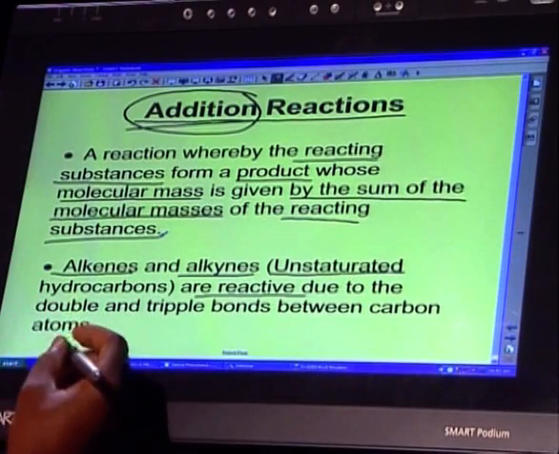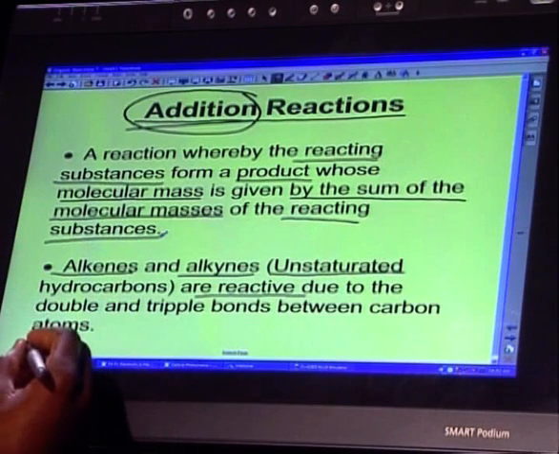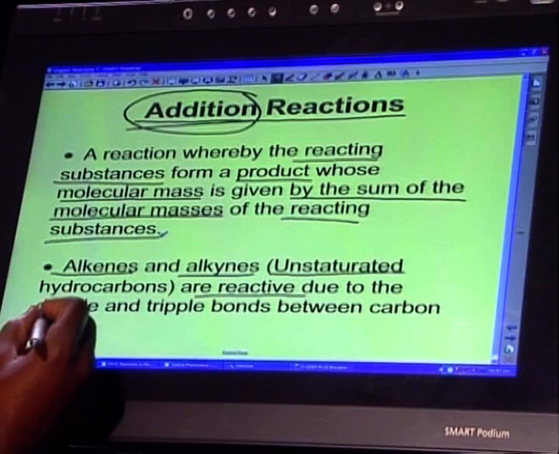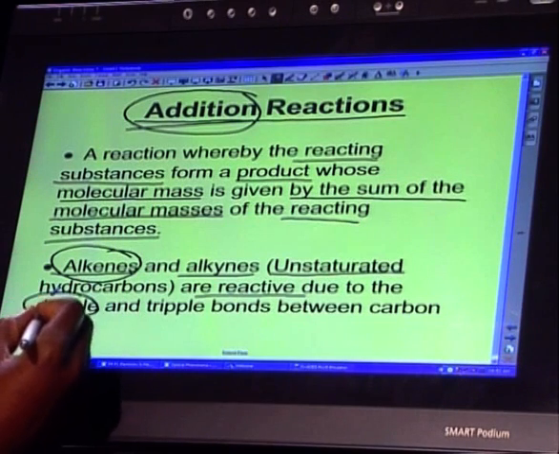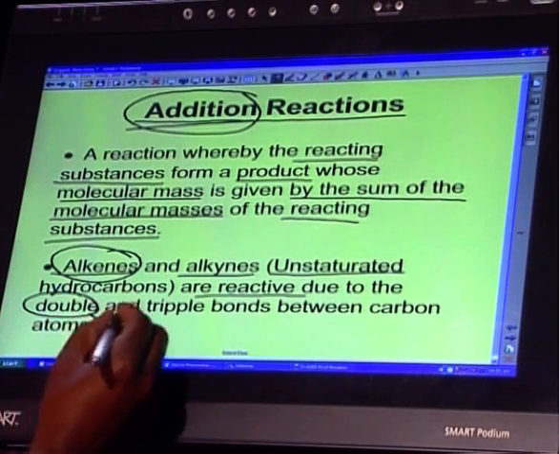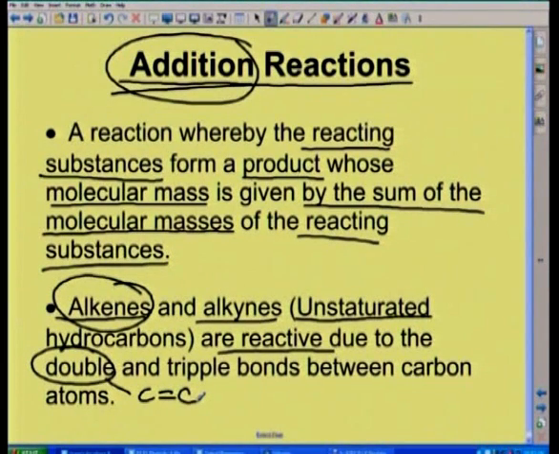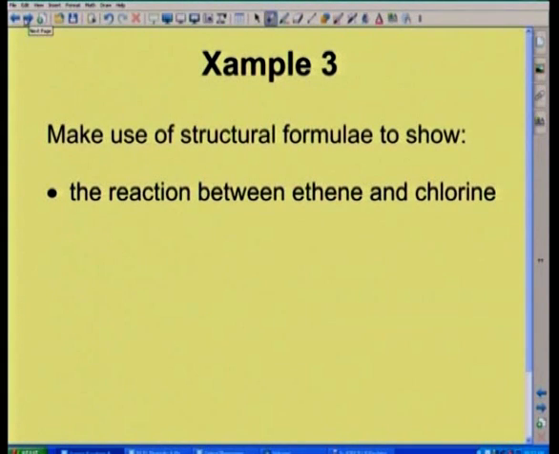Right, let's have a look at how this reaction happens. But just before that, be reminded that when we talk alkenes, we're talking about hydrocarbons with double bonds between carbon atoms. When we talk alkynes, we're talking about hydrocarbons with triple bonds between carbon atoms. Right. Let's move on. Let's come to example 3.